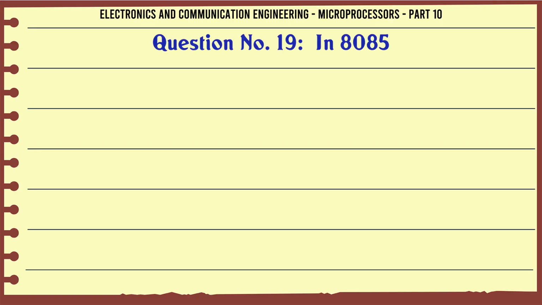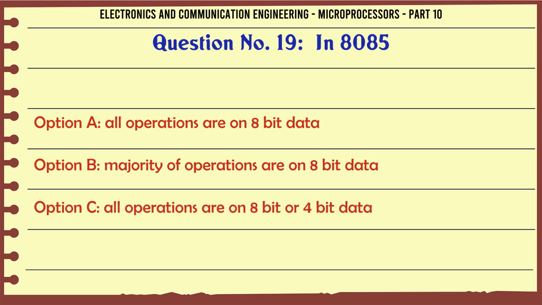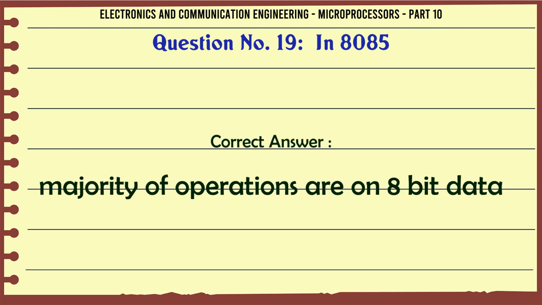In 8085, A. All operations are on 8-bit data. B. Majority of operations are on 8-bit data. C. All operations are on 8-bit or 4-bit data. D. Either A or C. The correct answer is majority of operations are on 8-bit data.